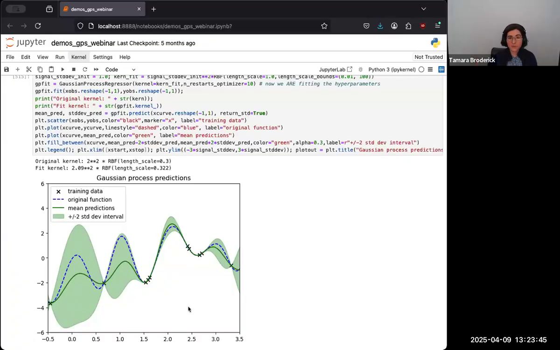And so we'd have even more information. We'd probably be able to nail down the length scale and the signal variance really well. We'd be very certain about those values. Also, we'd be a lot more certain about the function values in between data points.